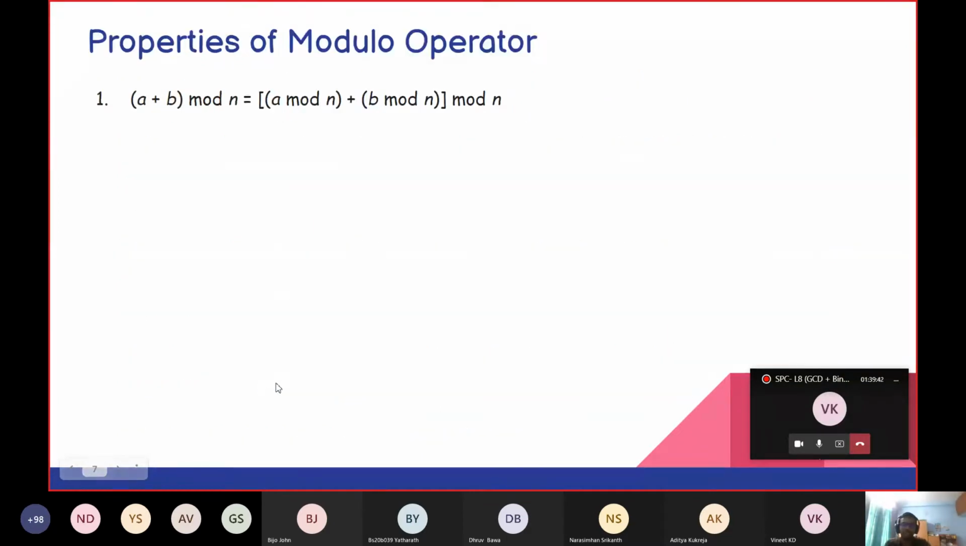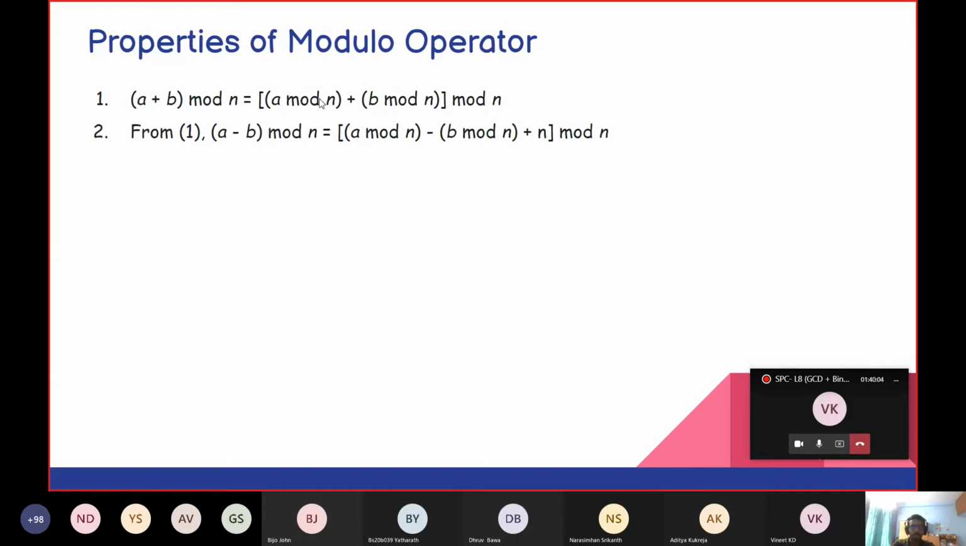So now let's start with some properties of modulo. A plus B whole percentage n is A percentage n plus B percentage n, whole percentage n, naturally. So any doubts here? I don't see any hands raised. I think the hands already raised were for the previous queries. Okay, so I see no doubts with this property. Let's move on to the next one.